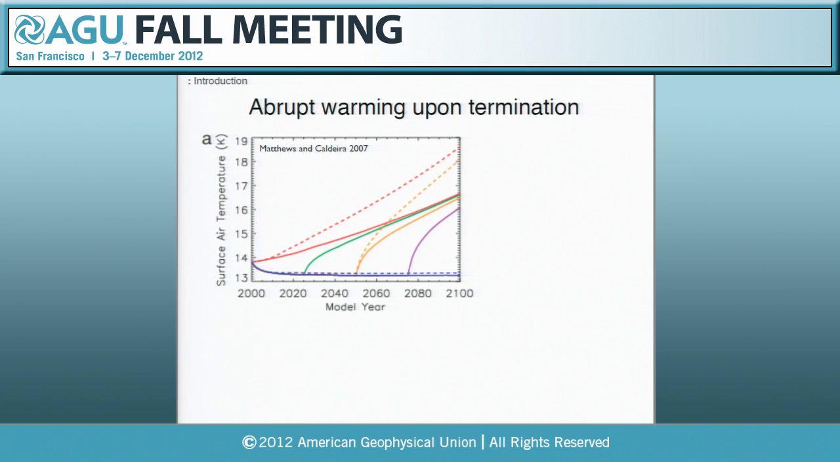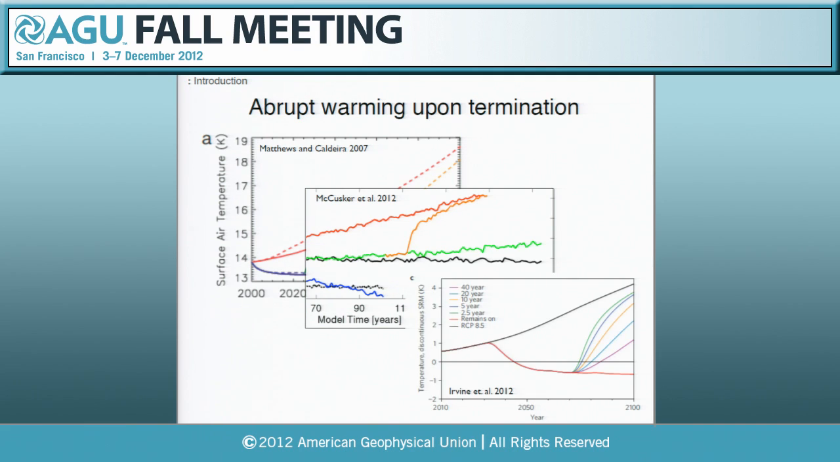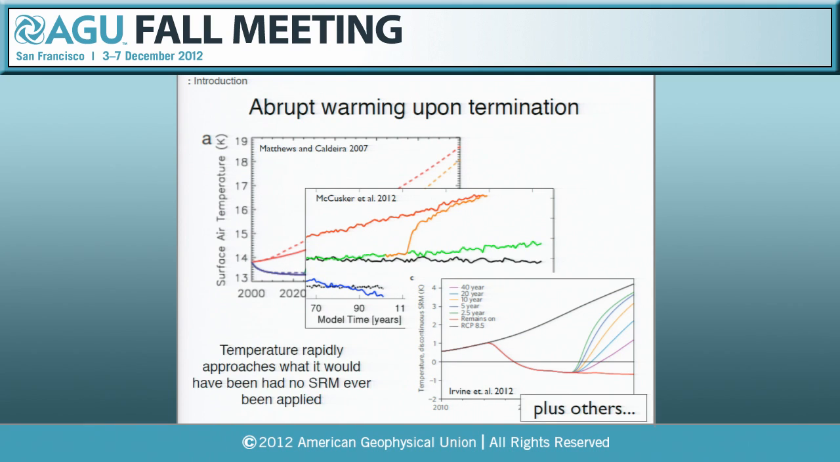This is a paper by Matthews and Caldeira in 2007 where they used an intermediate model, and they show that if you shut off SRM, the temperature rapidly approaches what it would have been. They showed a few different shut-off years and 2 different climate sensitivities. There have been a few other studies, and all of them show an abrupt warming. These are some of the studies; these are not all of them. There are a couple more, including Alan Robock, sitting next to me. In all cases, the temperature rapidly approaches what it would have been.